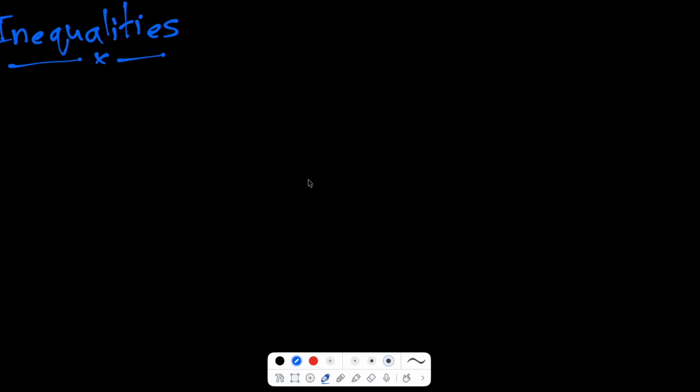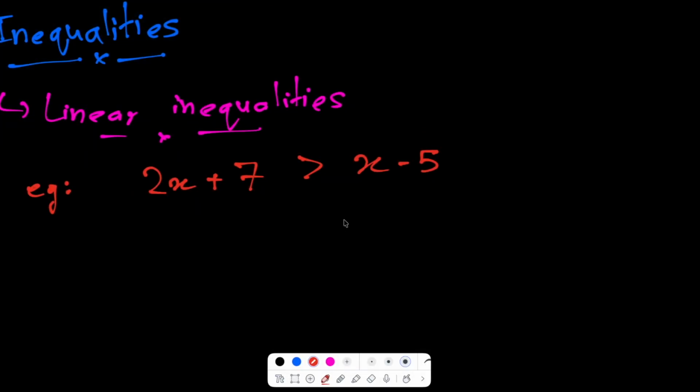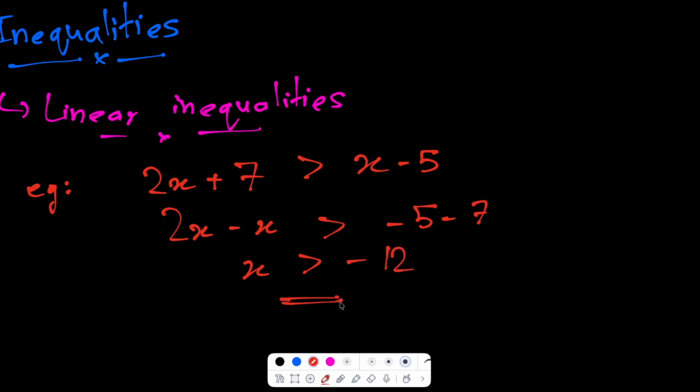Inequalities basically means the lack of equality in a given expression. Let's first look at linear inequalities. Let's check this linear inequality. First, let's bring all the like terms to one side. 2x minus x will be x, and minus 5 minus 7 will be minus 12. Thus, we solved our first linear inequality.